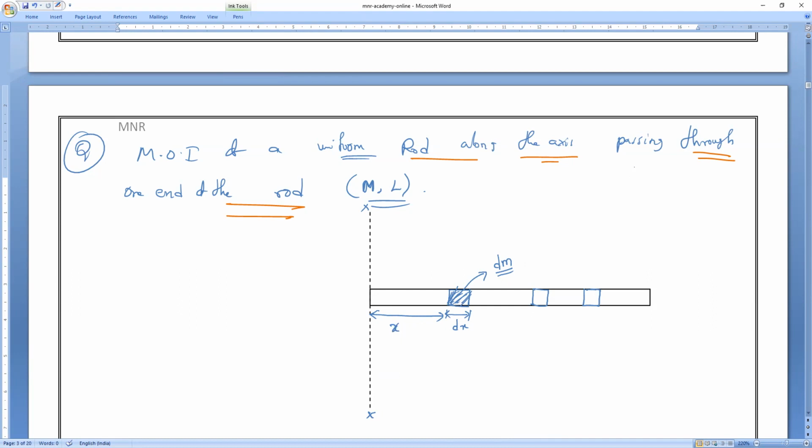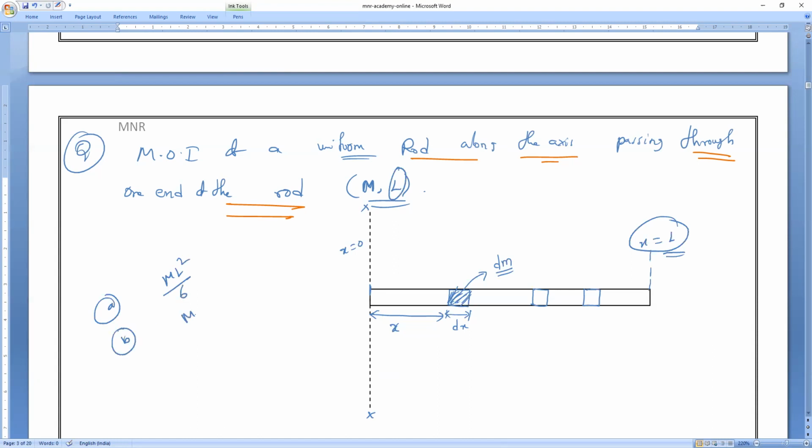Now let me take this as the beginning point. Can you tell me x equals what here, at the rod's start? x will become 0. And at the last point, for example if I take the point here, x will become what? Please respond. x will become L.